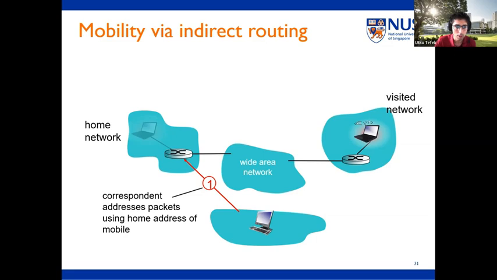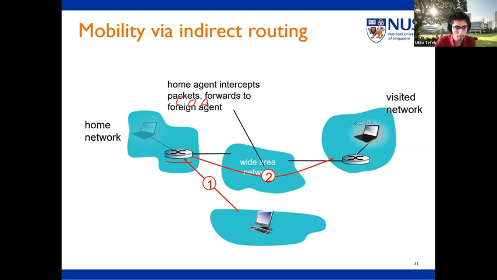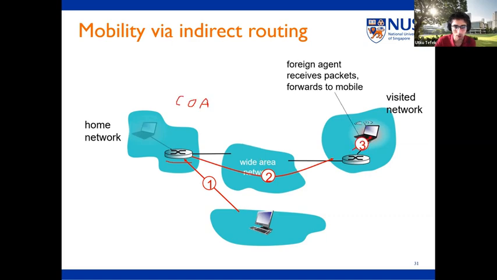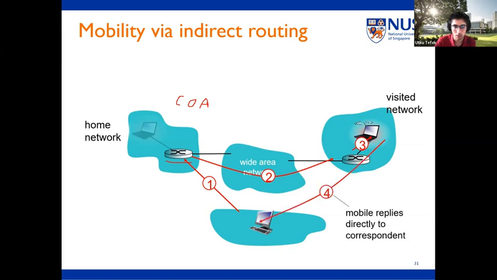The correspondent addresses the packets using the home address of the mobile as if the mobile is in its home network. And because the home agent knows that the mobile is not here, and it also has its care-of address, that COA, which is done with the mobile registration protocol that we are going to learn shortly, it intercepts the packets and tunnels them to the foreign agent, and then the foreign agent forwards them to the mobile. The mobile responds directly to the correspondent if the correspondent is not mobile, because it knows its address anyway. Okay, so this was indirect routing.